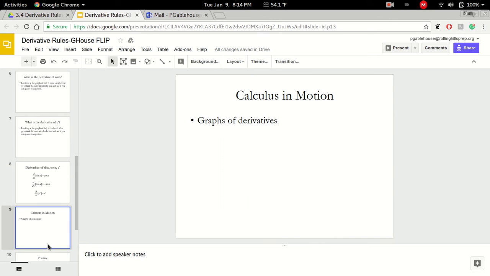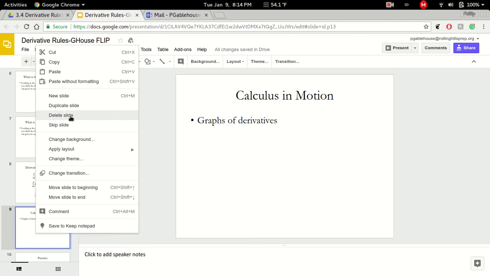Calculus in motion, graphs of these derivatives. We actually kind of did this. We don't need this page. I'm going to cut this slide.